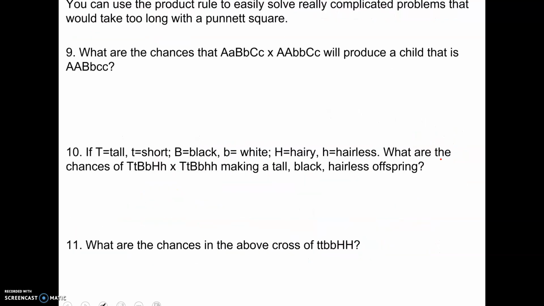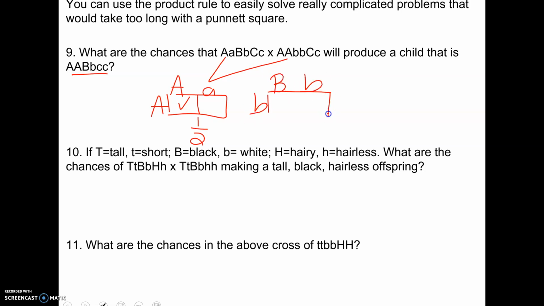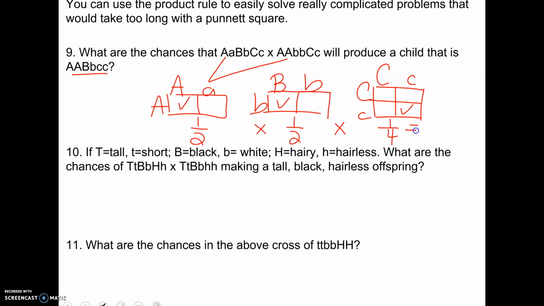So here's 5 practice problems. So here's the first one. What are the chances of these two parents making a child that's this combination? So I'm going to do this very quickly. If we cross our A's, the chance of big A is 1/2. Now we're going to cross our B's, big B, little b, with little b, little b. The chance of big B, little b is 1/2. Times, if we cross our C's, this is big, little, the chance of little c is 1/4. So that's going to give us a 1/16 chance of that particular combination.